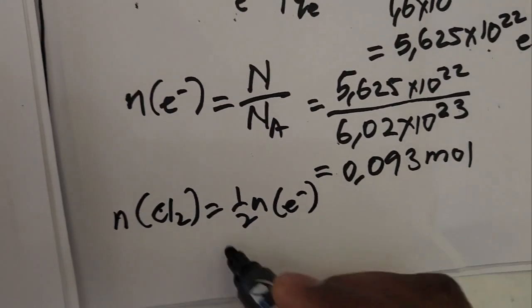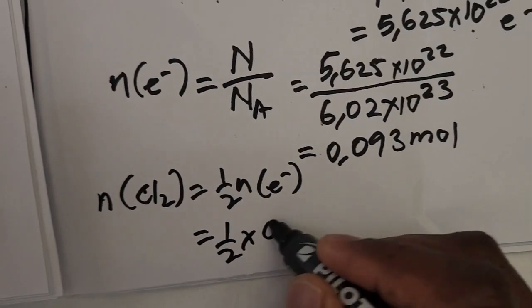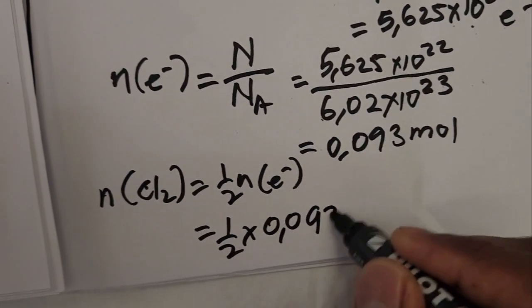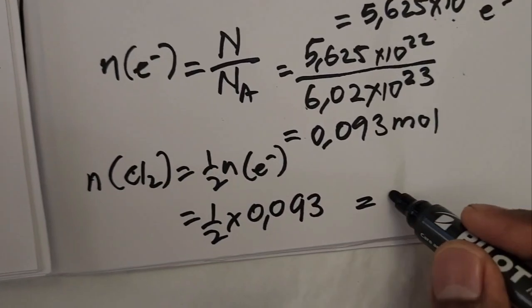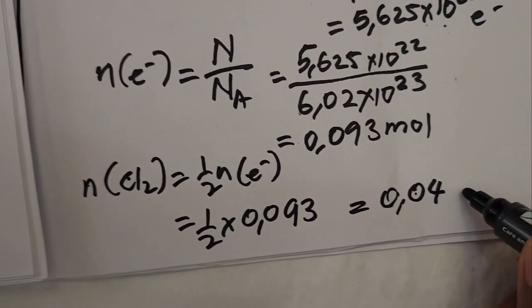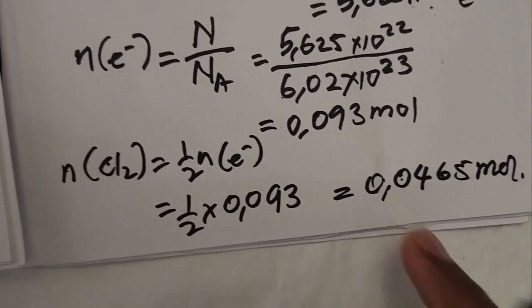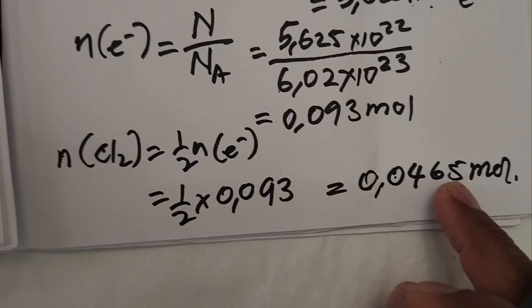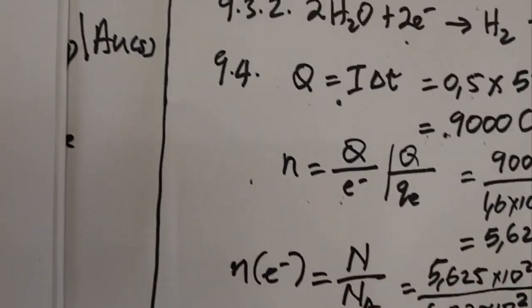So fine, which will be half multiplied by 0.093. Then the answer here will give us 0.0465 mole. This is the mole of chlorine gas. Now if you know the mole of chlorine gas, it's very easy now to calculate the volume.